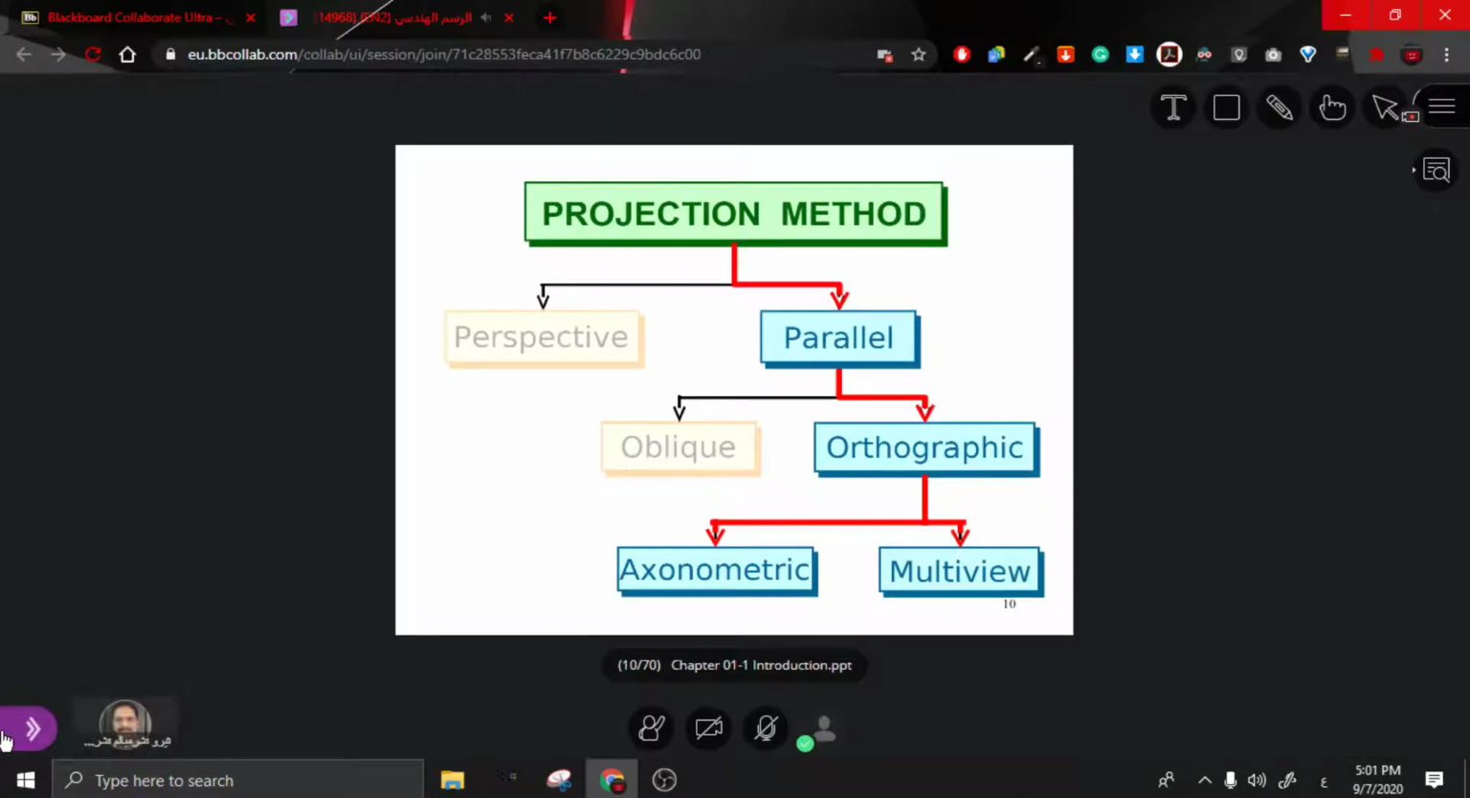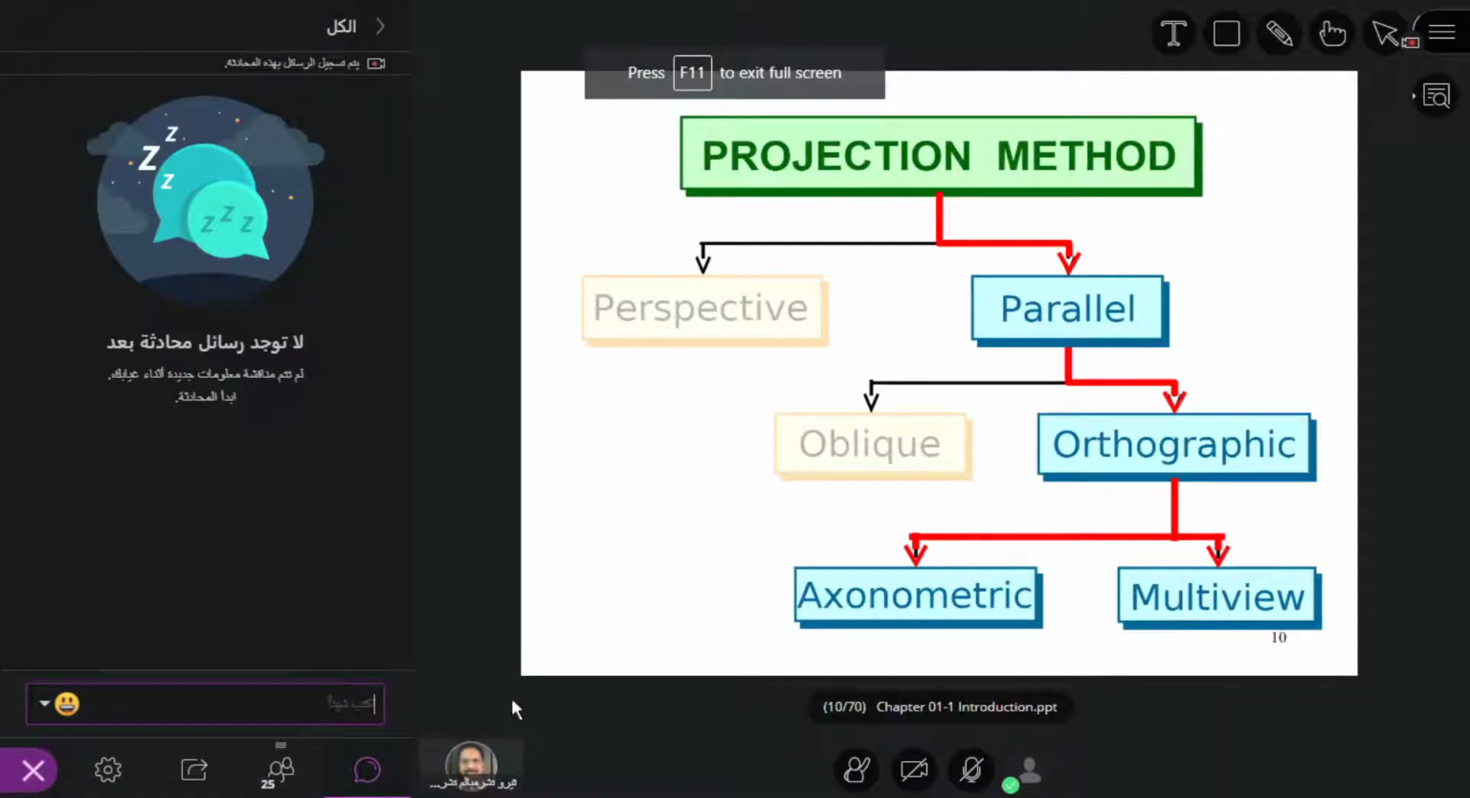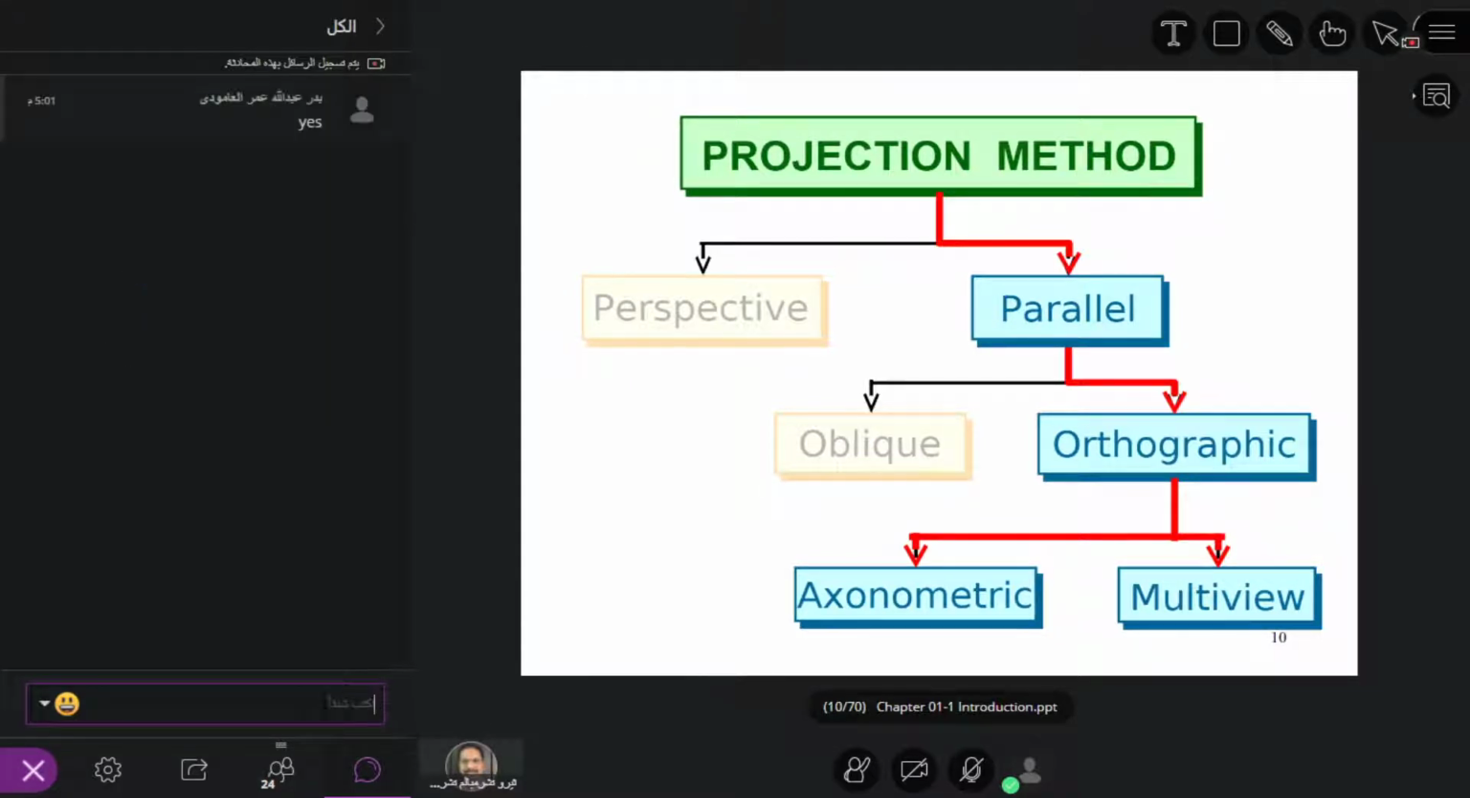Anyone? Did we see the projection method last class? Any idea? All right, that's no problem.